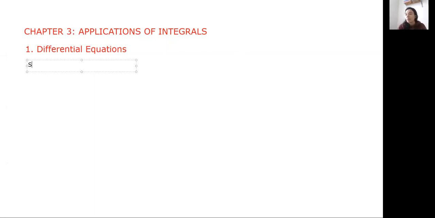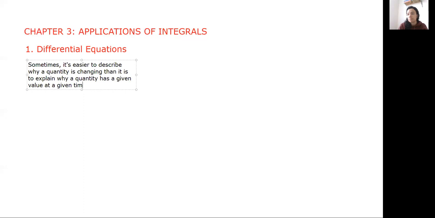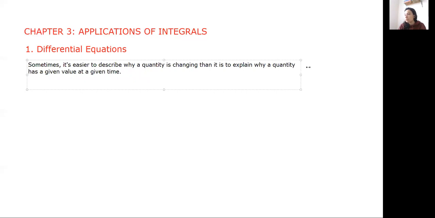Now, why do we care about differential equations? Sometimes it is easier to describe why a quantity is changing than it is to explain why a quantity has a given value at a given time, right? So what this means is simply that sometimes we want to express how quantities are determined.